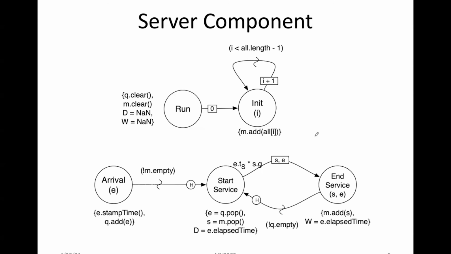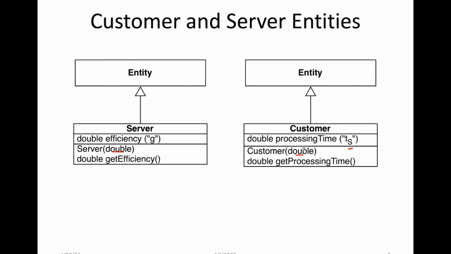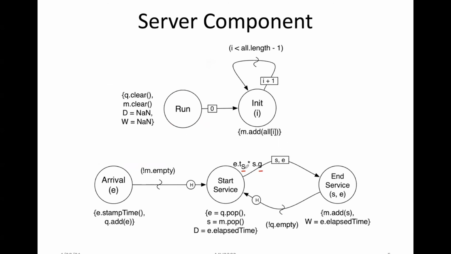For a given server, that's what their efficiency is. We're not modeling a server whose efficiency changes over time. But these, T sub S and G, are attributes of the server and the customer. So if I'm defining my model here in the server, I've specified G as its attribute of efficiency, and I've specified T sub S as the customer's processing time. And that means that when I refer to them here, then that's unambiguous.